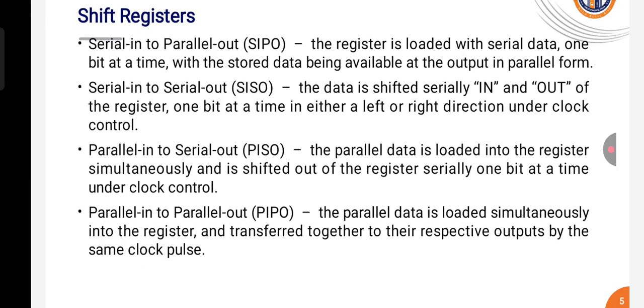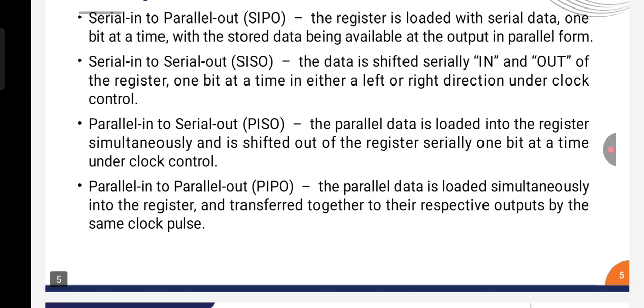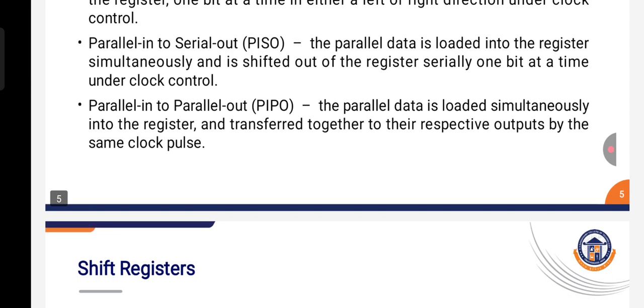Parallel in, parallel out means the parallel data is loaded simultaneously into the register and transferred to the respective outputs by the same clock pulse. Parallel in, serial out means the parallel data is loaded into the register simultaneously and is shifted out of the register serially one bit at a time under the same clock pulse.